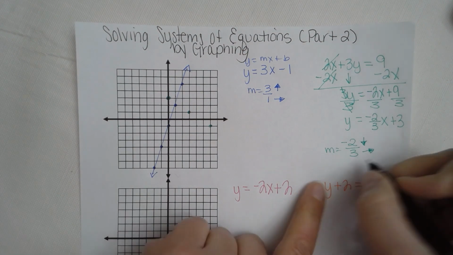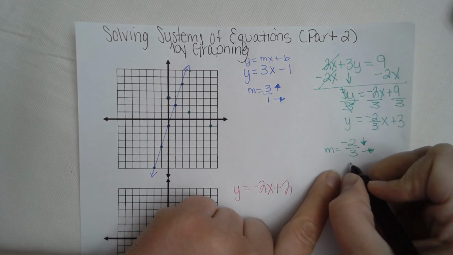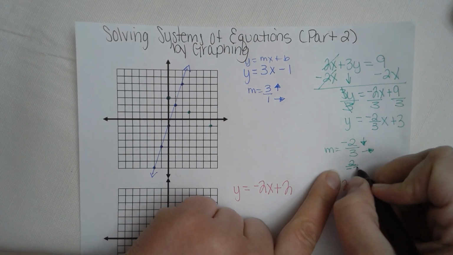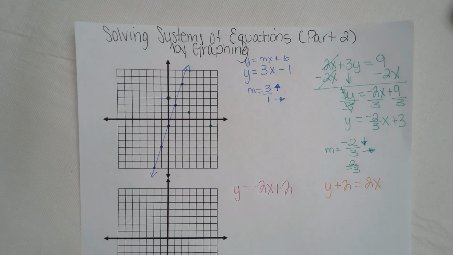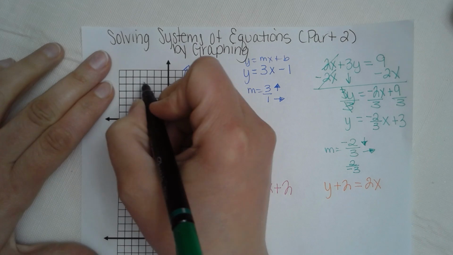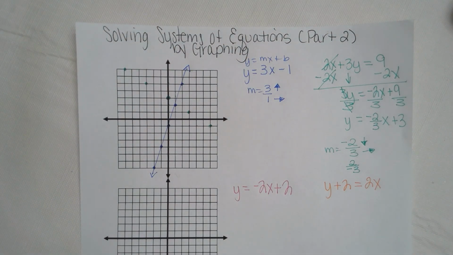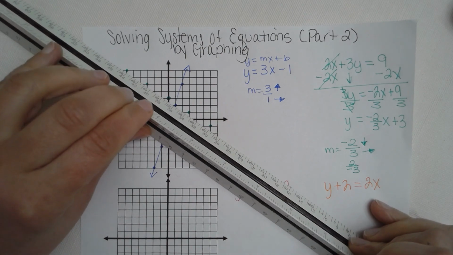Okay, I could also rearrange that negative and have 2 over negative 3, which would be up 2 to the left 3. So up 2 to the left 3. Go ahead, grab your straight edge.